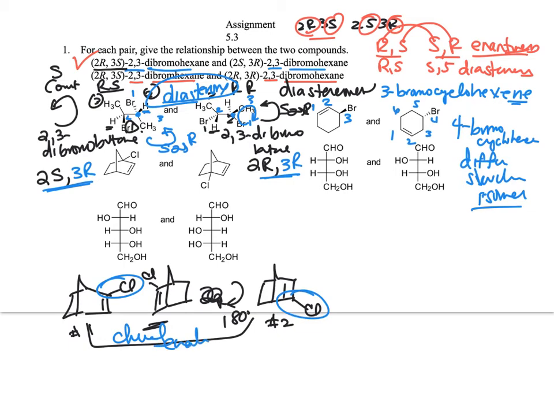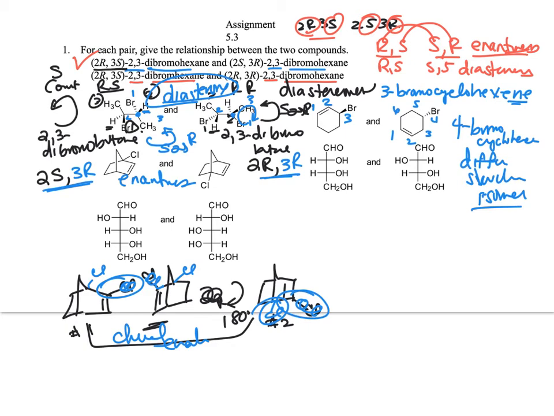Oh, I drew it wrong, didn't I? So let's put the chlorine there instead, so we don't have to redraw it, and then just put the chlorine there. And once again, they're still enantiomers. So those are enantiomers.